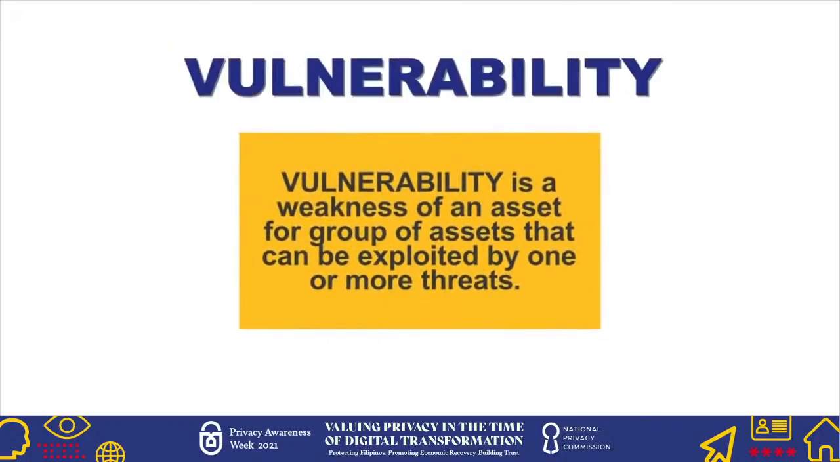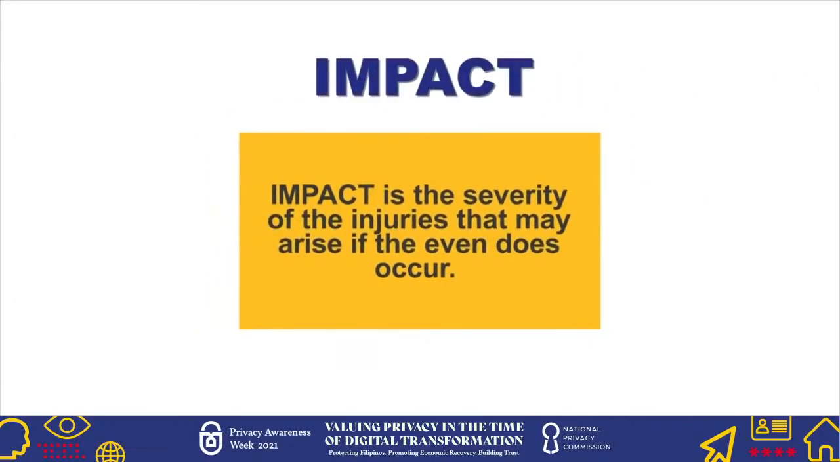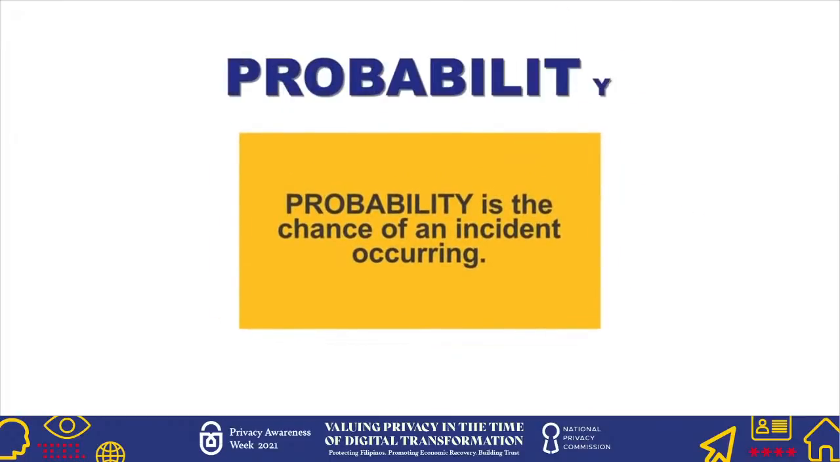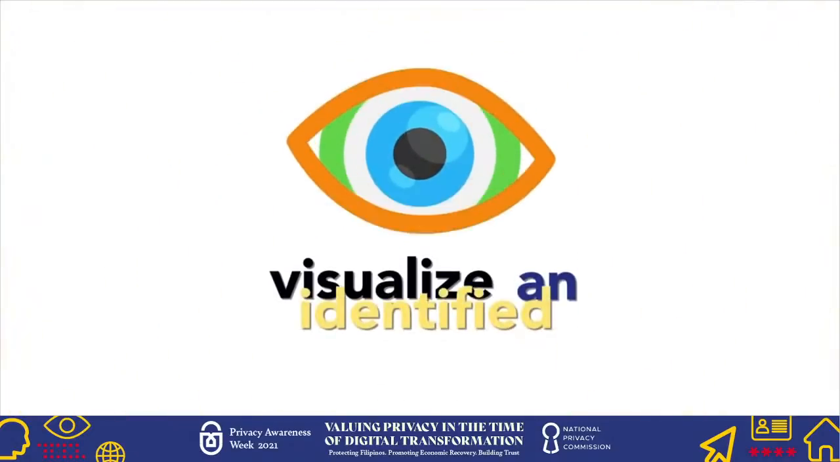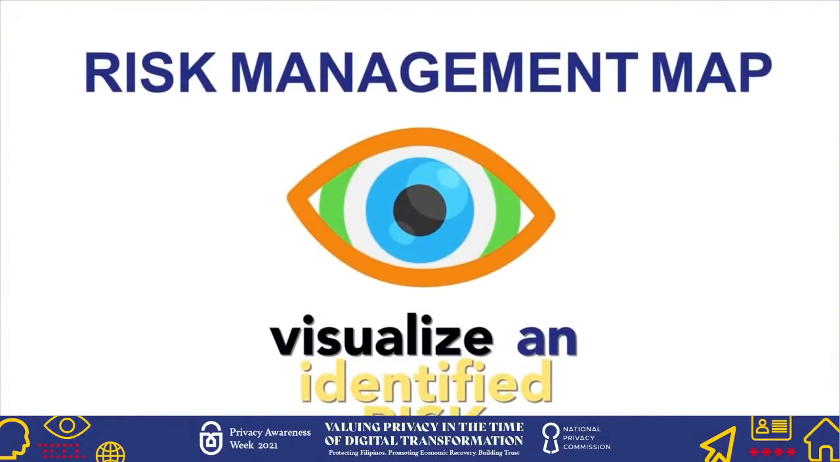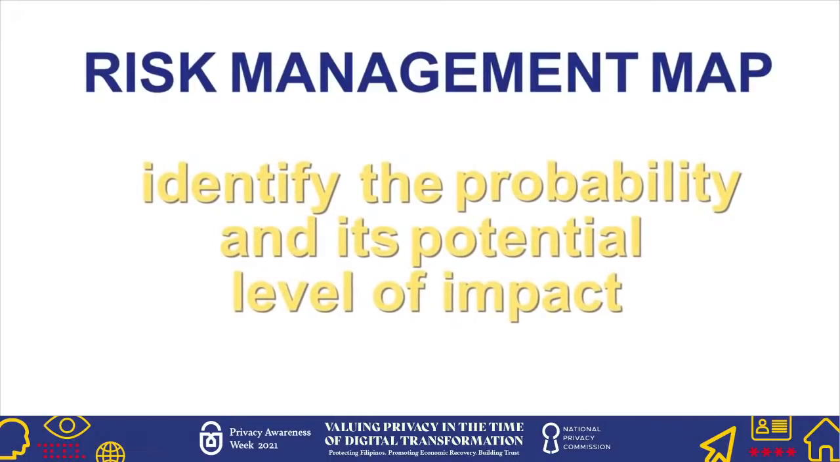Vulnerability is a weakness of an asset or group of assets that can be exploited by one or more threats. Impact is the severity of the injuries that may arise if the event does occur. Probability is the chance of an incident occurring. Now, let's visualize an identified risk by using a risk management map and examine how we may minimize or handle it. This starts with identifying the probability and its potential level of impact.